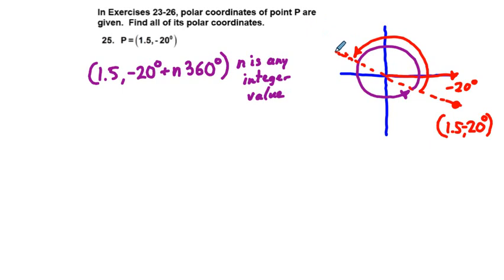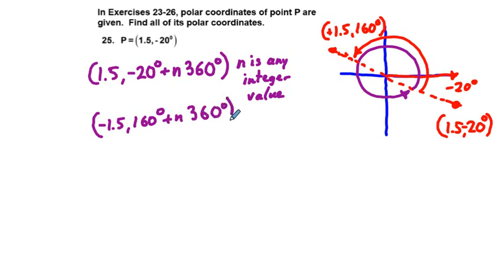Okay, so what we have right over here is the coordinate pair negative 1.5 comma negative 20 plus 180, which is going to be 160 degrees. So actually that's going to be plus 1.5, but we get to the original place by making it negative 1.5. So the other polar coordinate pair is going to be negative 1.5 comma 160 degrees, and it's going to be plus n times 360 degrees. And that's going to be our answer to all polar coordinates.